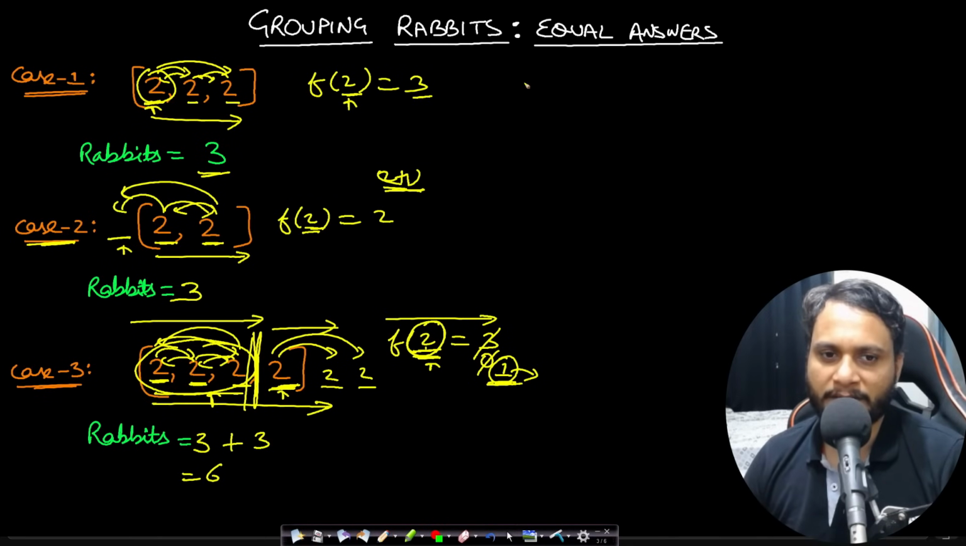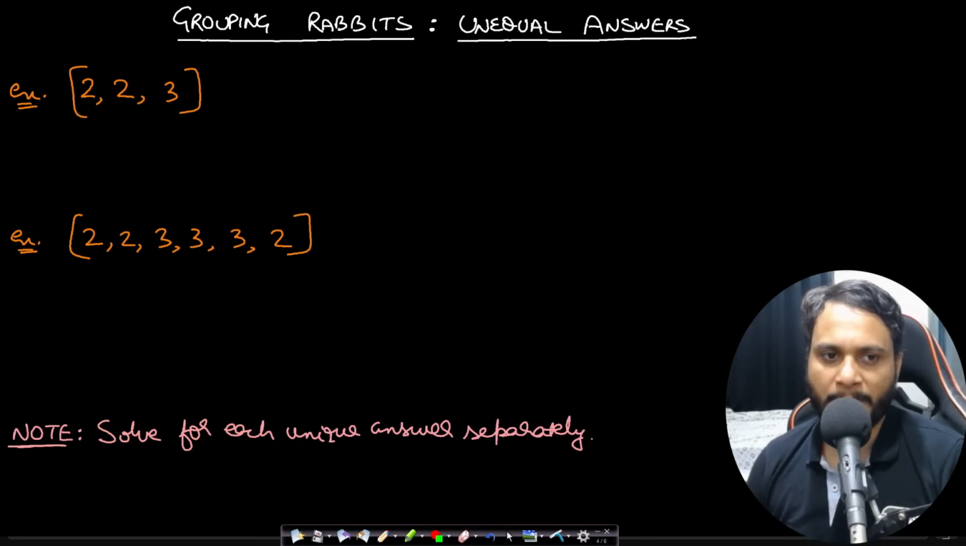So you can make out that keeping track of the answer versus the frequency will be formed in a KV pair, where the key will be basically your group size that was answered, and the value part will be the frequency of how many such answer rabbits you have seen. Okay, so you can just look at another example where we have unequal answers.